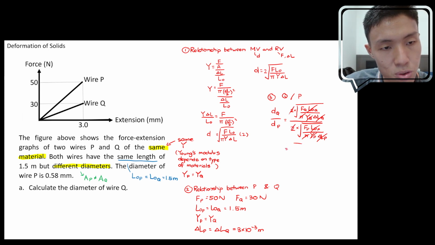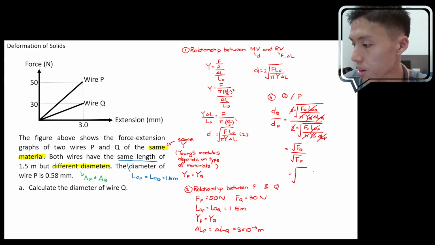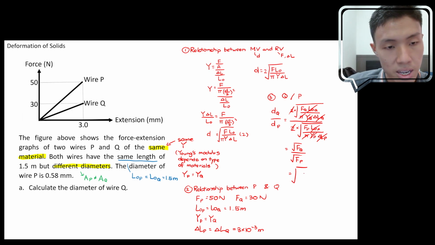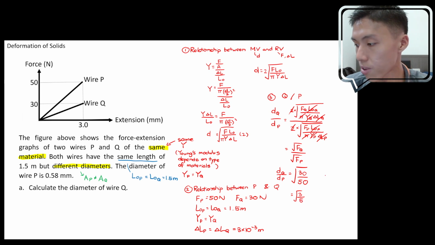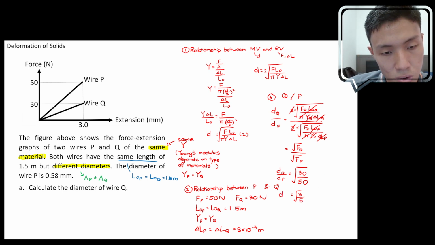So now you have the square root of FQ divided by the square root of FP. And you can combine the square root together. Right now, what is FQ? FQ is 30. Then FP is 50. Again, this is dq over dp. So from here, you can find the ratio to be 3 over 5, dq, then dp over here.